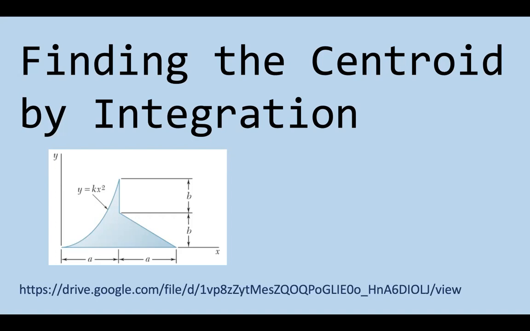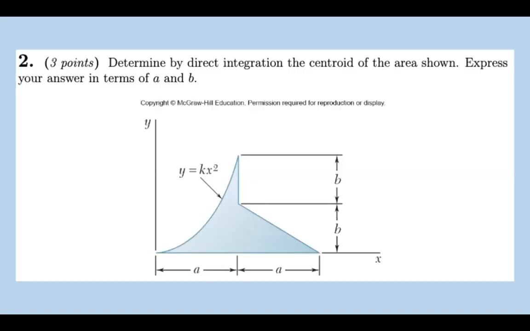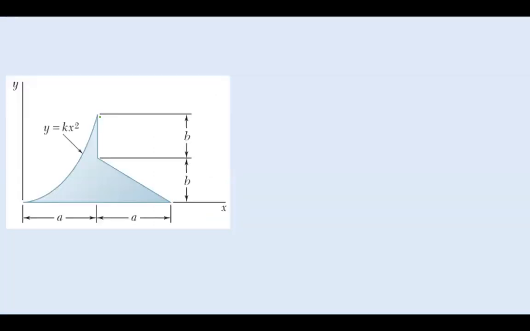Determine by direct integration the centroid of the area shown. Express your answers in terms of A and B. So here's the problem statement again. We will be going through the solution.